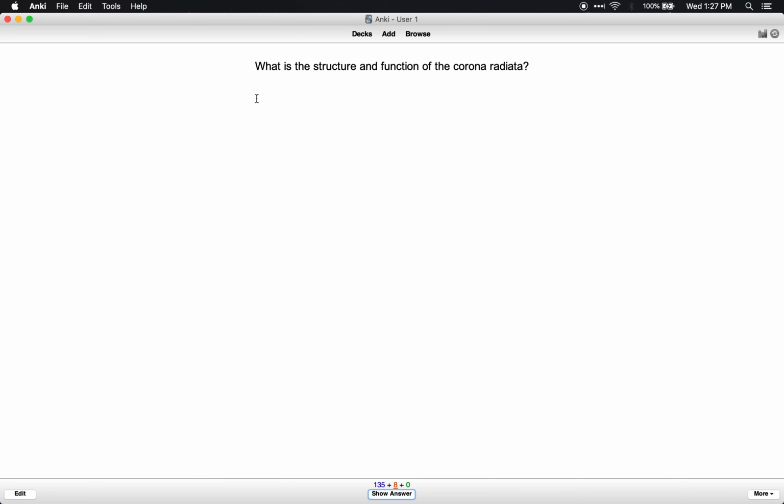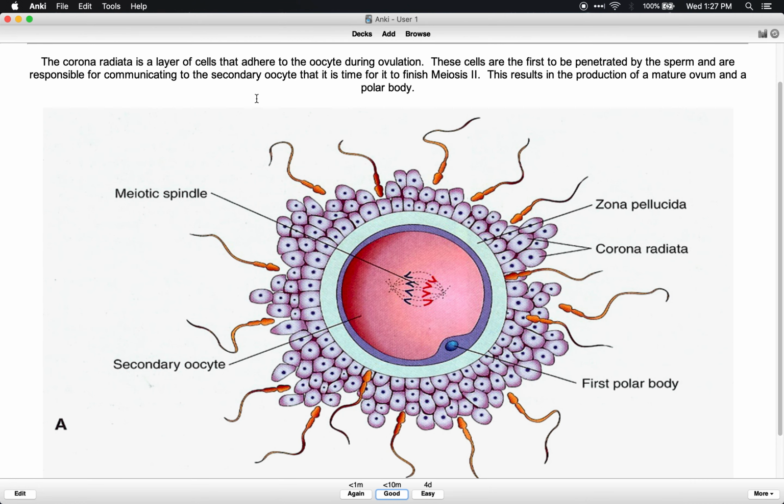Okay. Corona radiata is a layer of cells that surrounds the secondary oocyte, and it's the first layer of cells that the sperm penetrates, and when it does penetrate, it signals to the secondary oocyte to finish meiosis 2. And it results in a mature ovum and a polar body.